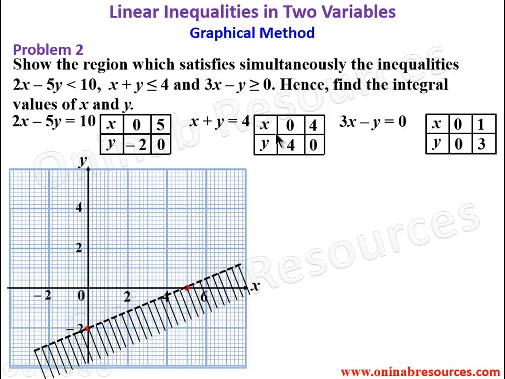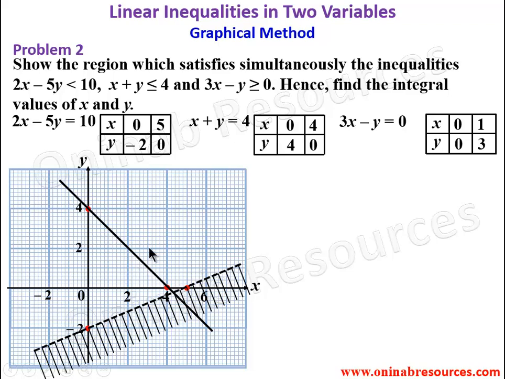We go to the next table. The first point there is when x is 0, y is 4. When x is 0 is the y-axis, y is 4. We get the point. And for the second point, when y is 0, x is 4. When y is 0 is the x-axis, x is 4 at that point. This is it. Then we are going to join the 2 points with a normal or bold line because this is less than or equal to. So we join the 2 points with the bold line.